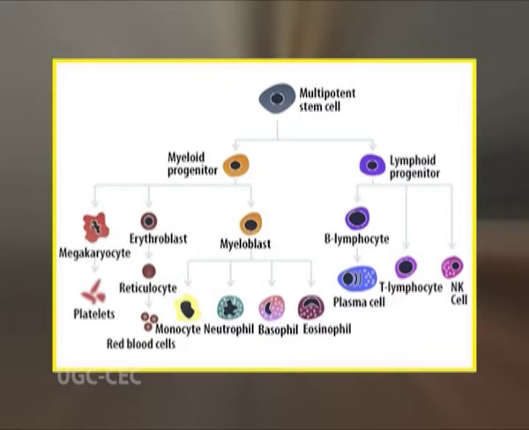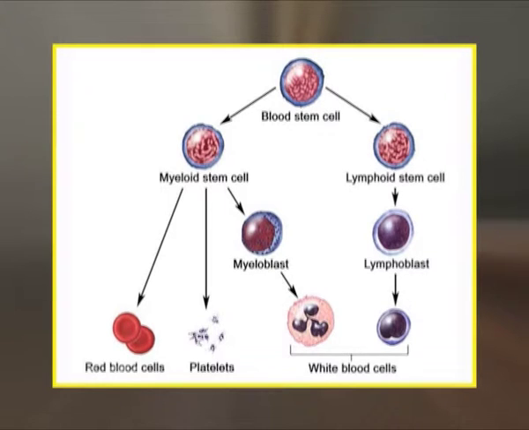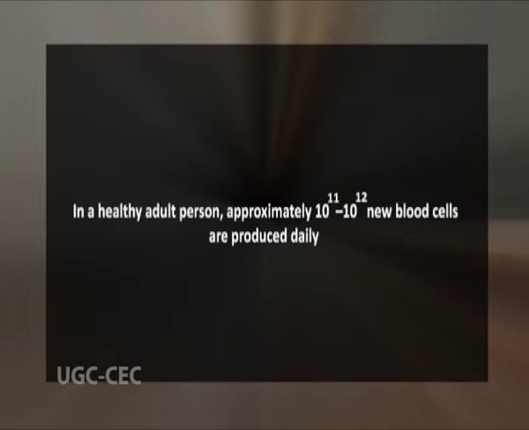Now we will start with the brief idea about the process of hematopoiesis. Hematopoiesis is the formation of blood cellular components. All cellular blood components are derived from hematopoietic stem cells. In a healthy adult person, approximately 10^11 to 10^12 new blood cells are produced daily in order to maintain steady state levels in the peripheral circulation.